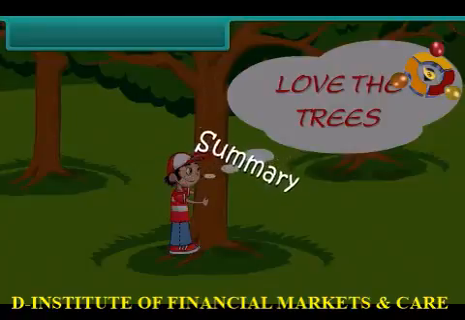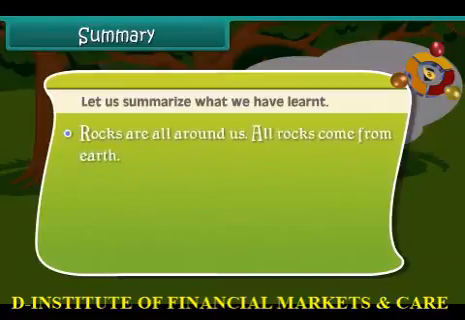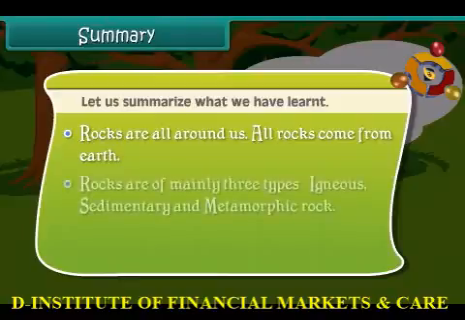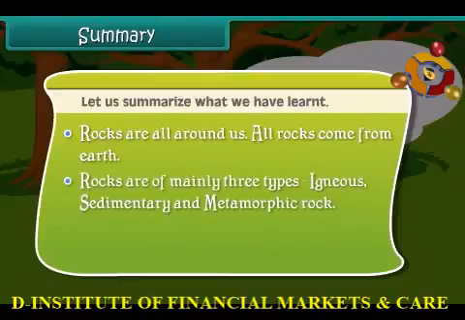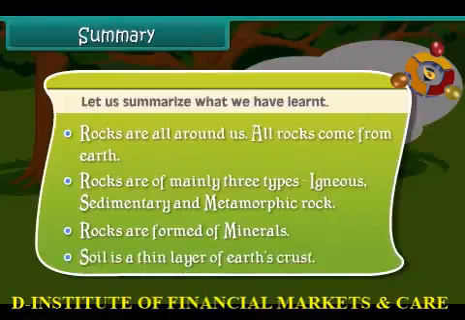Summary. Now friends, let us summarize what we have learned. Rocks are all around us. All rocks come from the earth. Rocks are of mainly three types: igneous, sedimentary, and metamorphic rock. Rocks are formed of minerals. Soil is a thin layer of the earth's crust.